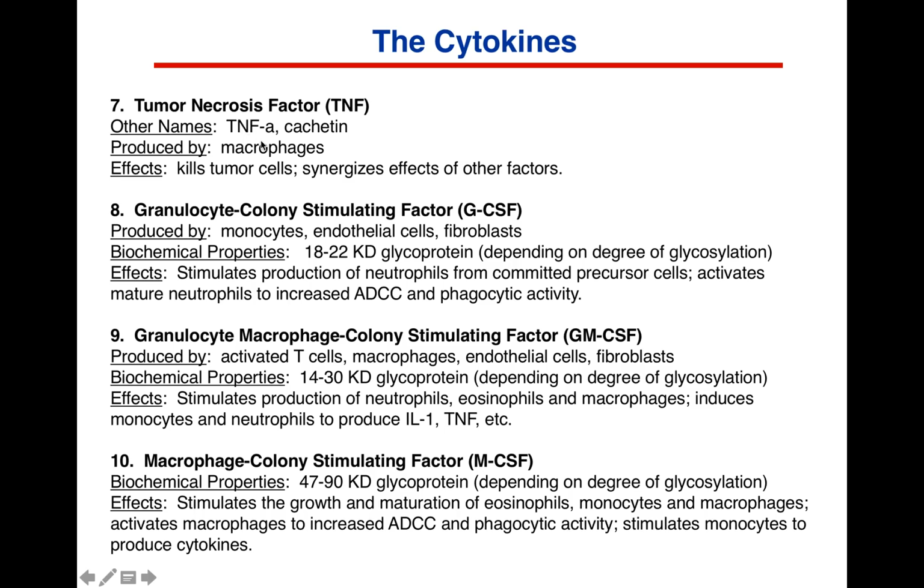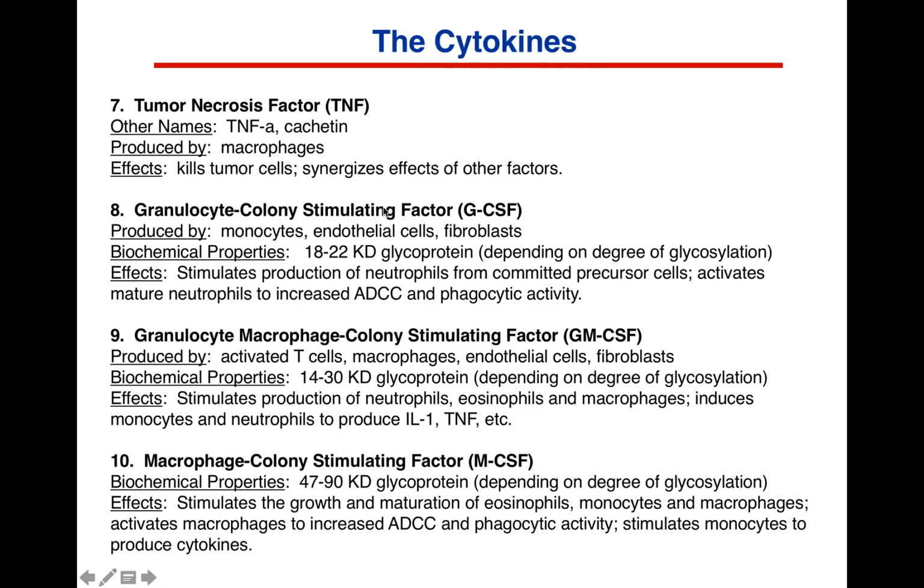Tumor necrosis factor, we saw before, is produced by macrophages. It kills tumor cells and synergizes its effects with others. This is a really interesting molecule because of the reason it was discovered. It was noticed early that people who had bacterial infections could have their tumors shrink, and it was found years later that this factor, produced by the macrophages during the immune activation response, was largely responsible for that. That has led to a lot of interest in it as an anti-cancer agent.